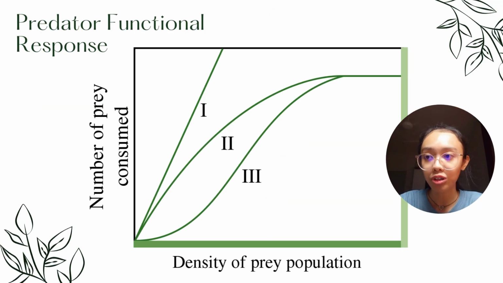And this graph shows all the types of predator functional response: type 1, type 2, and type 3 functional response.